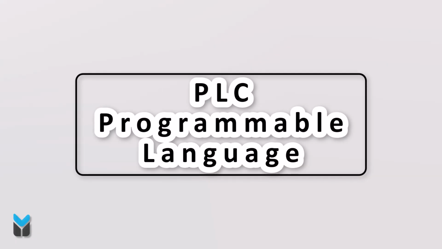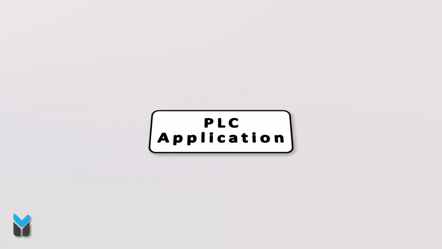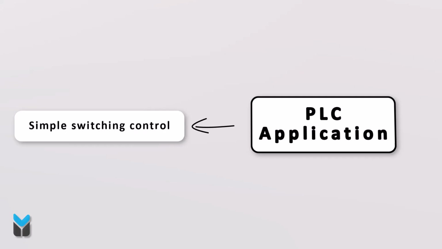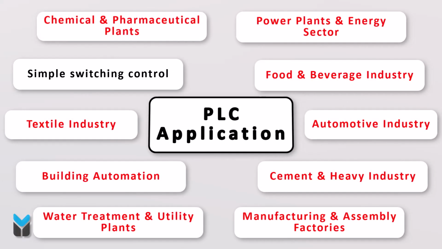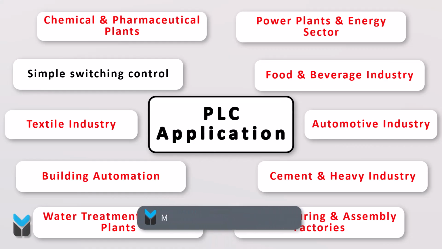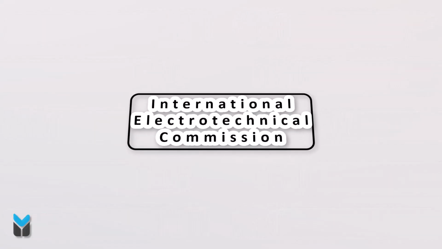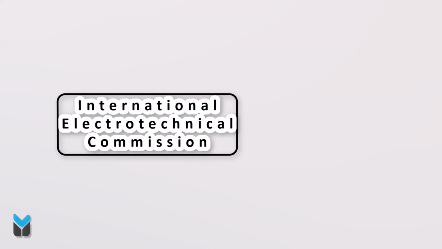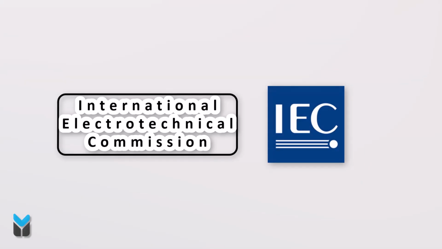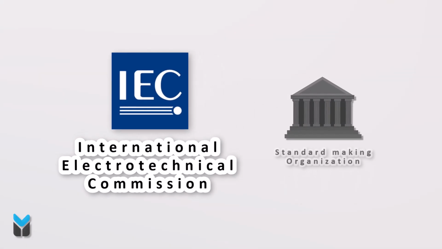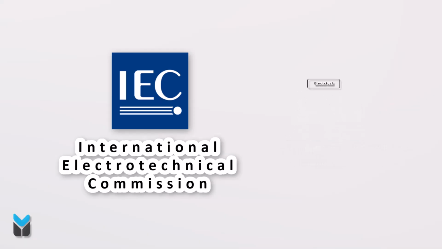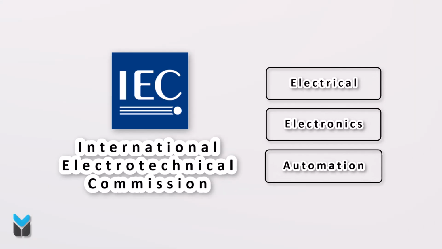In modern industrial automation, programmable logic controllers, PLCs, are engineered to handle tasks ranging from simple on-off control to highly complex multi-stage processes. To effectively manage this diversity, PLC programming is not confined to a single methodology. Instead, it follows the international standard defined by the International Electrotechnical Commission, IEC. The IEC is a global organization responsible for developing and publishing standards for electrical, electronic, and automation systems.